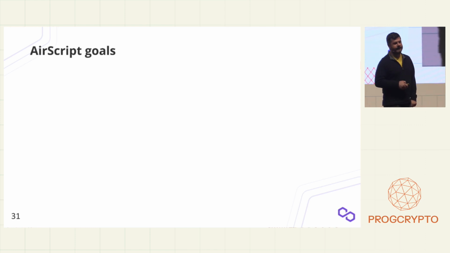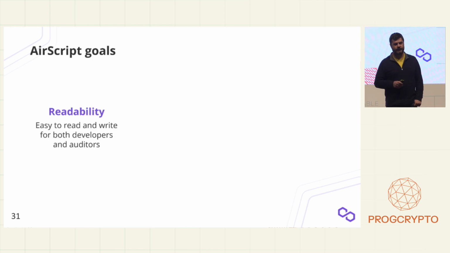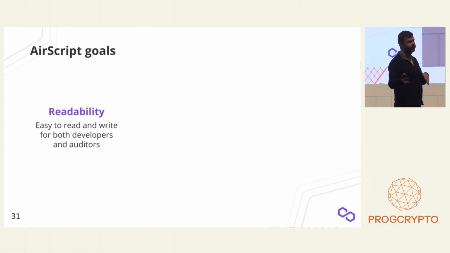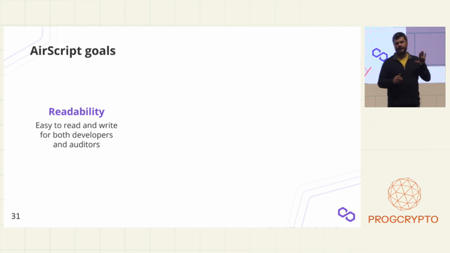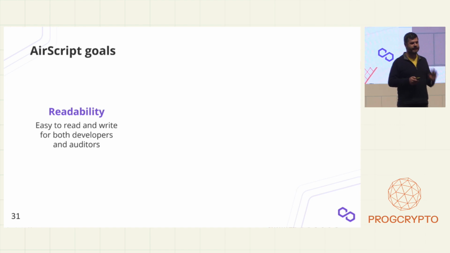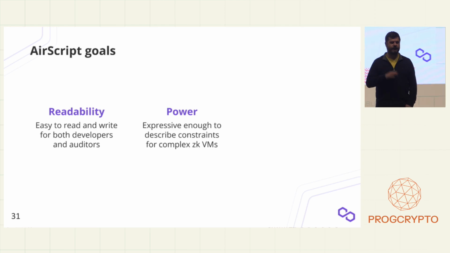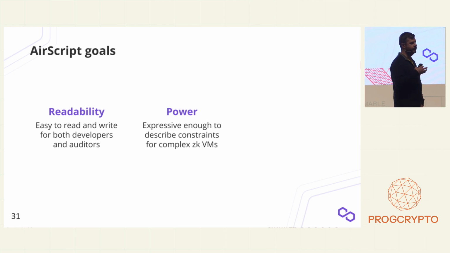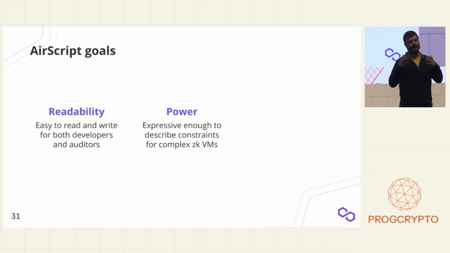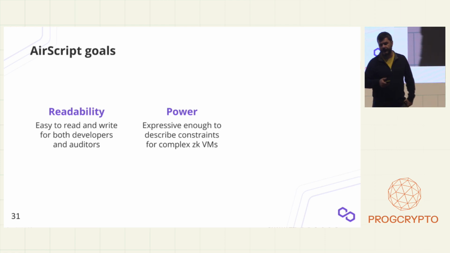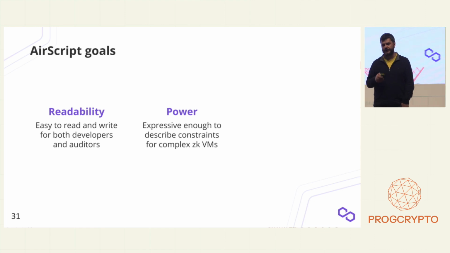So the basic goals of AirScript, just to lay them out, is we want the constraints to be readable. The constraints are easy to read, for both developers and auditors. Ideally, you don't need to learn a new language like Rust or some low-level language. So you can just keep it as close to arithmetic expressions as possible, algebraic expressions. We want them to be powerful enough to describe the needs of at least Miden VM, but if it applies to more general and more complicated circuits, that would be nice as well.